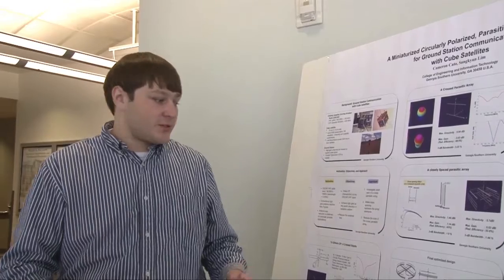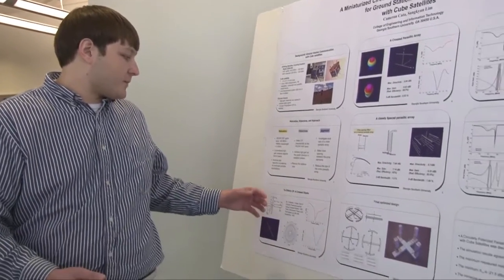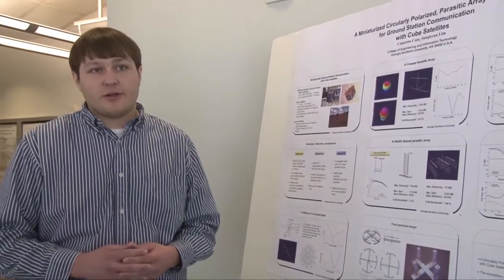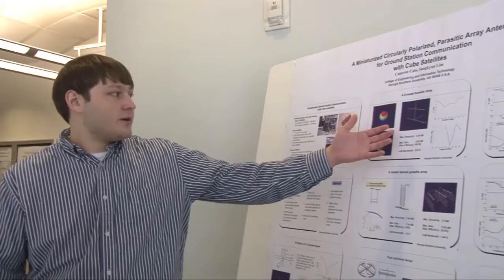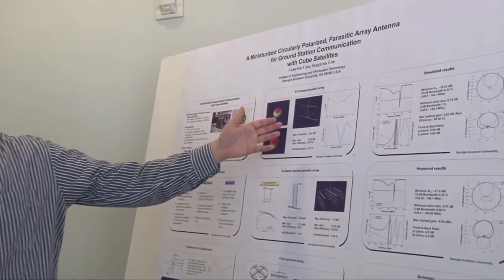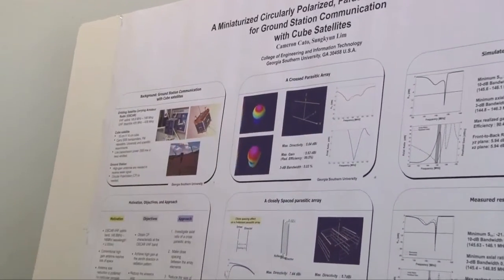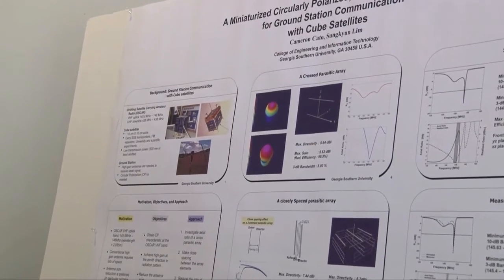Based on research, I found that using a cross dipole, you could achieve a circularly polarized antenna with the antenna geometry itself. This is significant because normally in order to achieve circular polarization, you have to have external phasing networks, which adds both weight and size to an antenna. Right here, you can see a two-element cross-parasitic array. This is the basis for my antenna design.